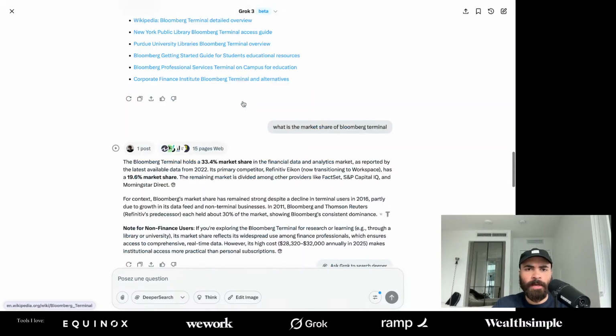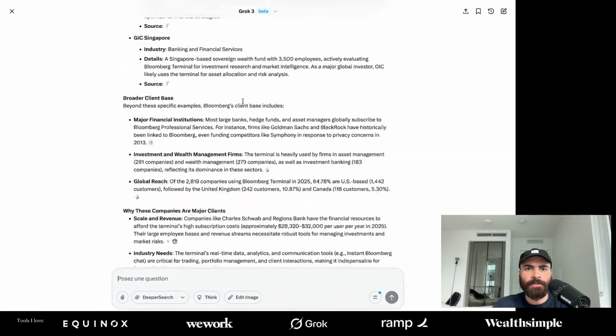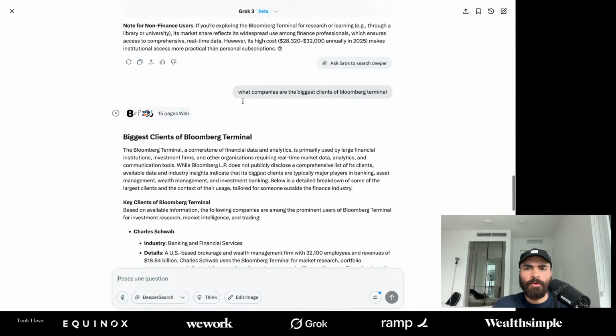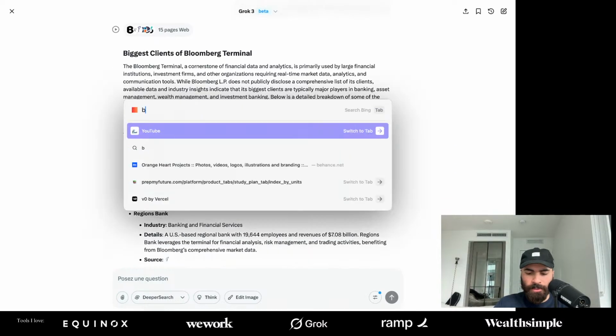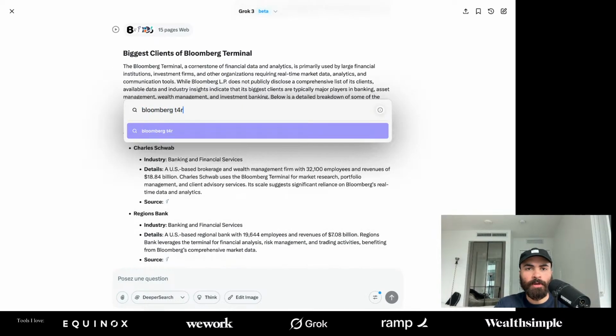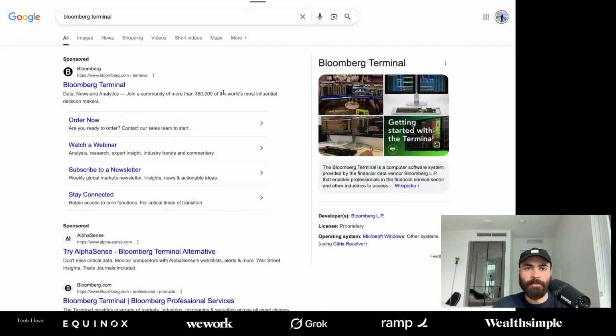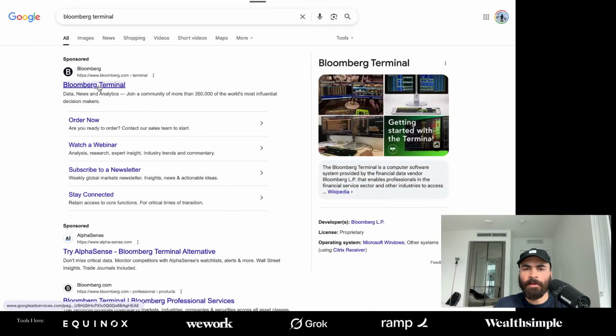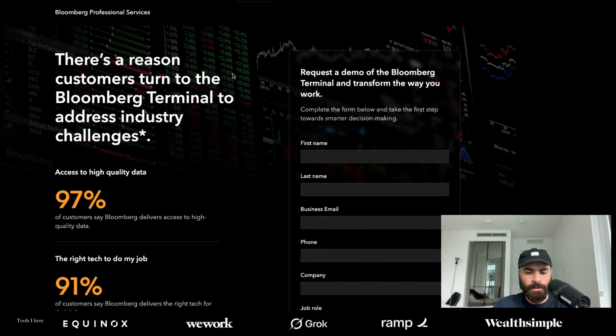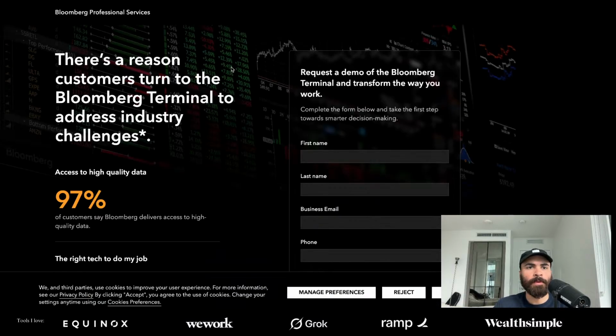Okay, let's go back. What was the question we asked? What companies are the biggest clients of Bloomberg Terminal? Let's look at the website of Bloomberg Terminal. By the way, that was a great tweet that popped up, because in the comments we had a lot of good opinions.